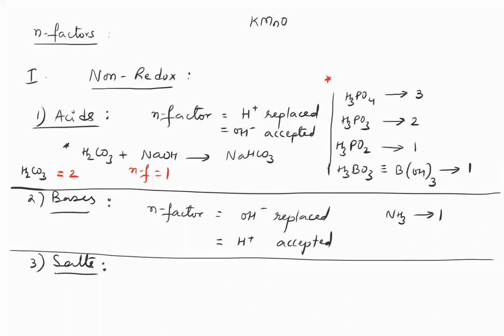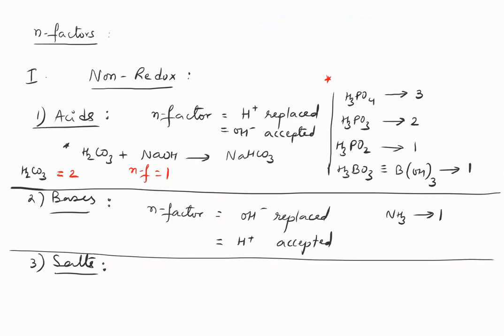Like for example, if I give you KMnO4 and it changes to Mn plus 2, how do we find out the N factor? The change of oxidation number. So you're getting 5, right? So if you have a salt involved, your change of oxidation number would come out to be 0.